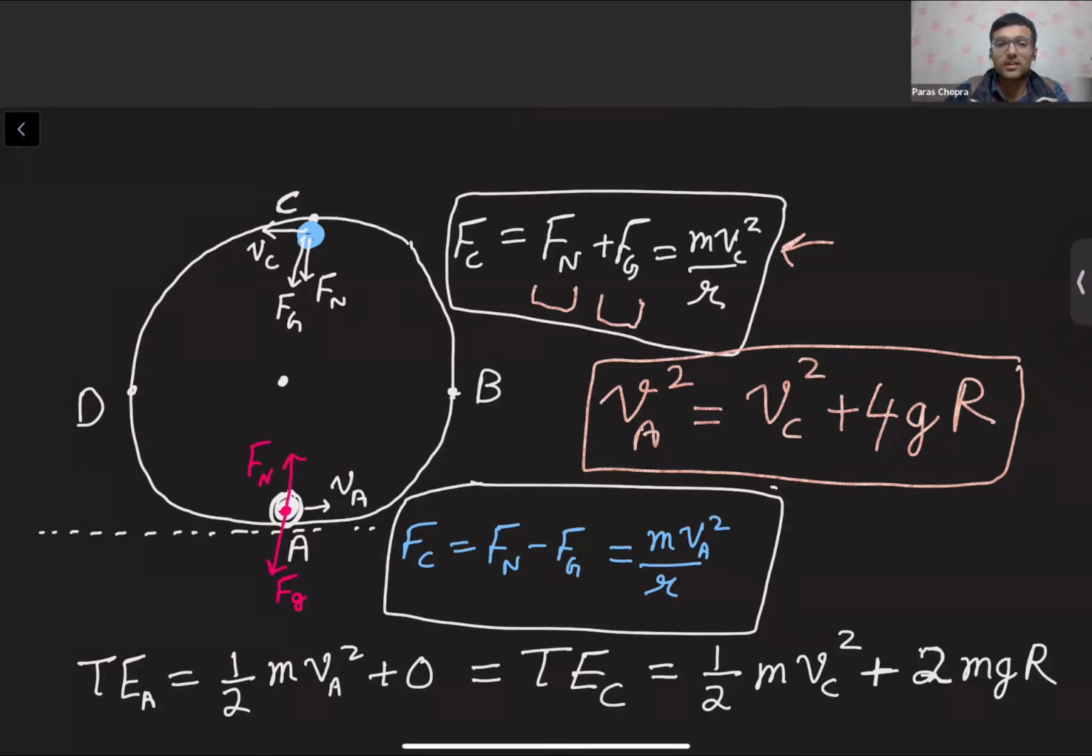So the centripetal force will at least be equal to mg. So therefore mVc square upon r will be greater than or equal to mg.